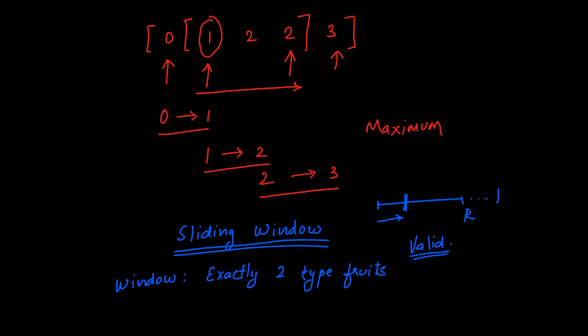As discussed, the criteria here for the window is to make sure we have at most two types of fruits in the basket. When we try to expand the window and we encounter a third type, we should remove the fruit that the left pointer is pointing to and increment it by 1. I hope you are able to understand how sliding window will be helpful here. Let's do a dry run with this example to get a better idea.